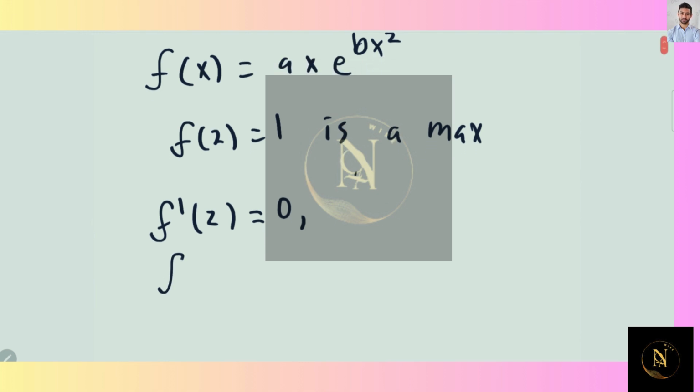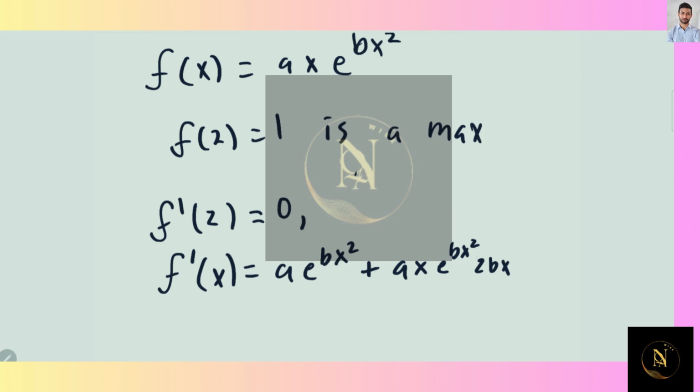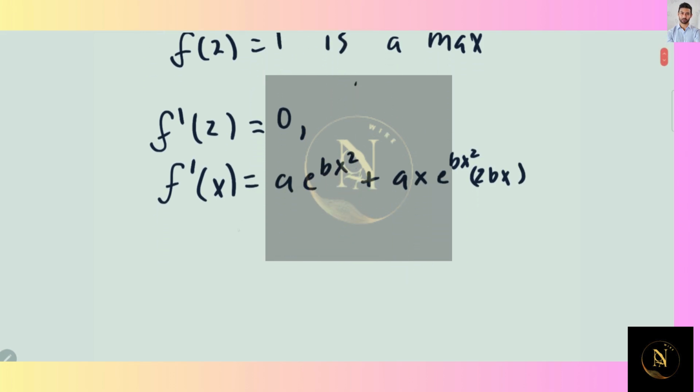So the first thing I'm going to do is find the derivative of f(x). We're going to have to use the product rule and the chain rule. The product rule is the derivative of the first times the second. So a is just a constant, the derivative of x is 1, so we have times the second, which is e^(bx²). And then we have plus the first times the derivative of the second. The derivative of e^(bx²) is e^(bx²) times the derivative of whatever is in the exponent, which would be 2bx.